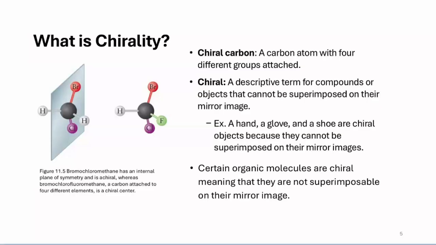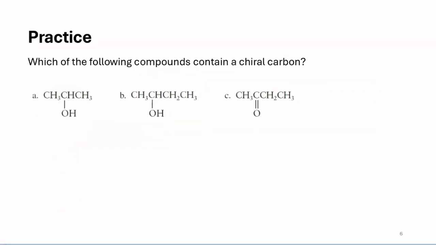Certain organic molecules are chiral, meaning that they have a mirror image that is not superimposable. Superimposable basically means that if you pick one and put it over the other, they are not going to fully line up. So for now, let's understand the different chiral carbons that may exist in a molecule.